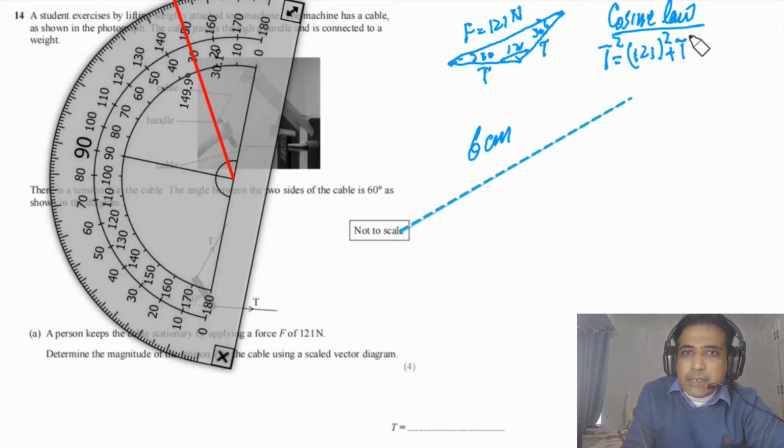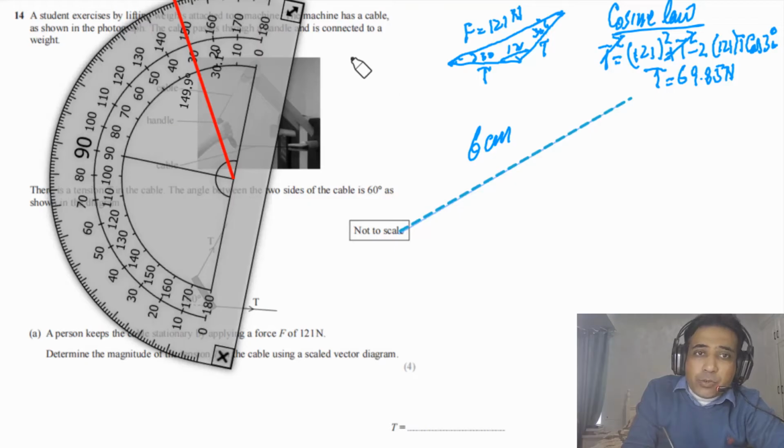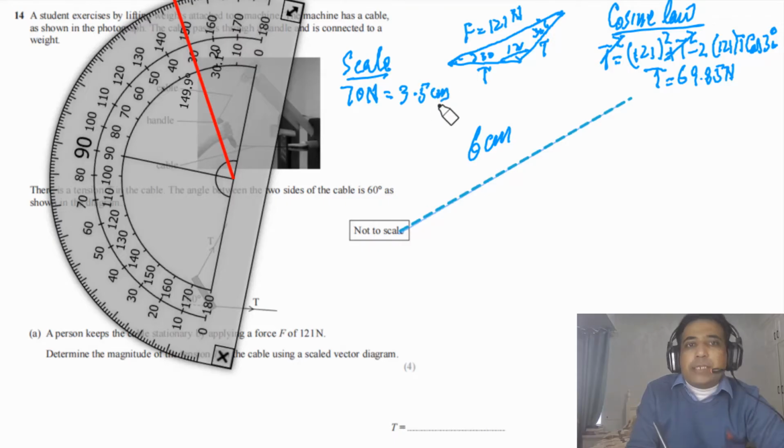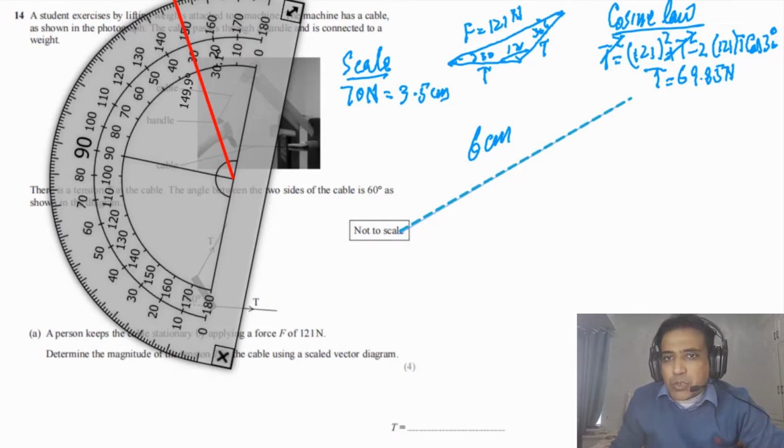121 squared plus T squared minus 2 times 121 times T times cosine of the angle between these two sides, that is 30 degrees. So from here you can see this T squared will be cancelled with this one. If you solve for T, in this case the value of T will be equal to 69.85 newtons. Based on our scale, we have around 70 newtons. This one has to be equal to 3.5 centimeters. Now we can draw a line.